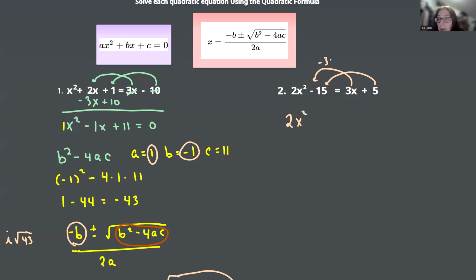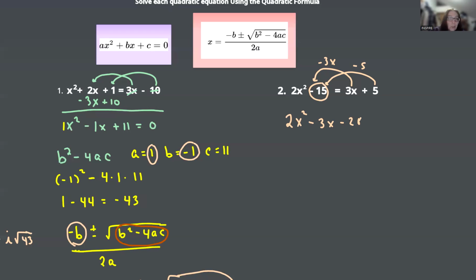And when I bring that positive 5 over, that's a negative 5. So I've got negative 15 and negative 5, which is negative 20. And now it equals 0.